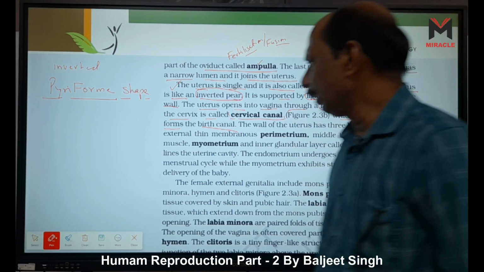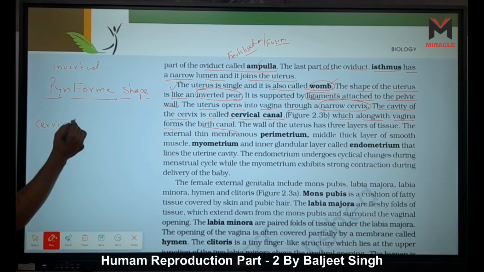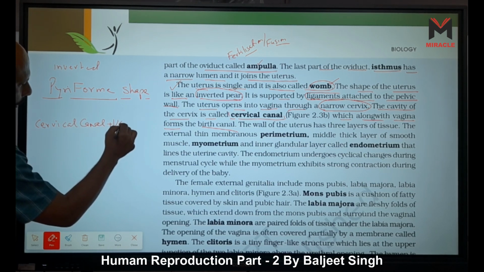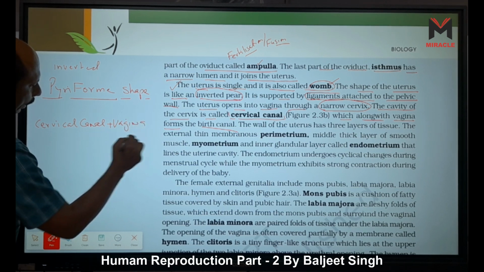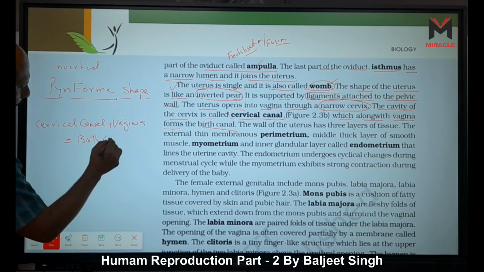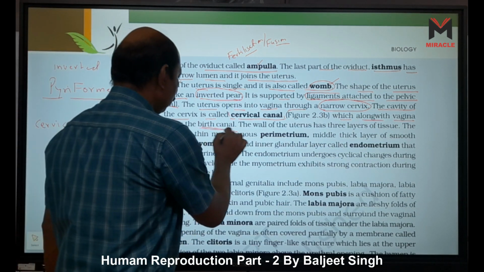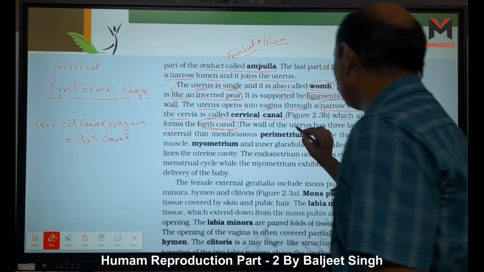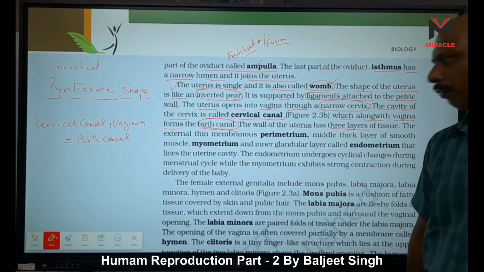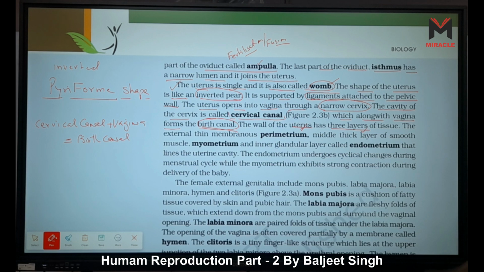That means the cervical canal plus the vagina form the birth canal, right? The wall of the uterus has 3 layers. Here, the anatomy, we can say the histology of the uterus, means it has 3 layers of tissues, right?